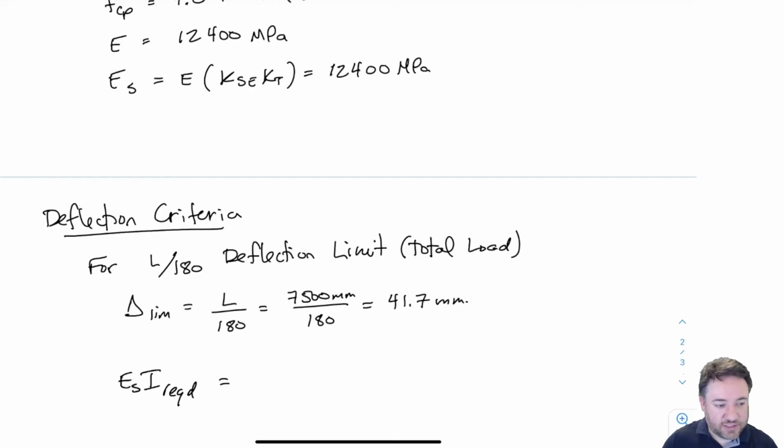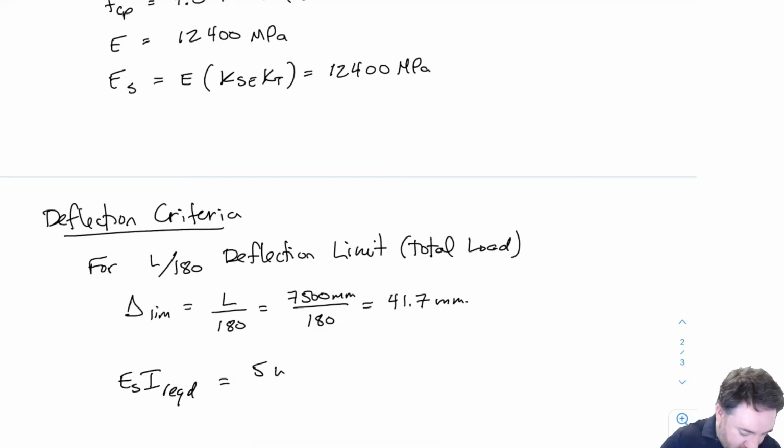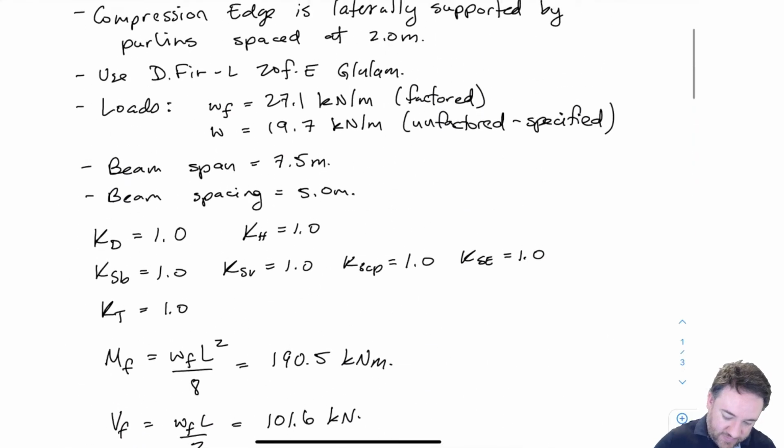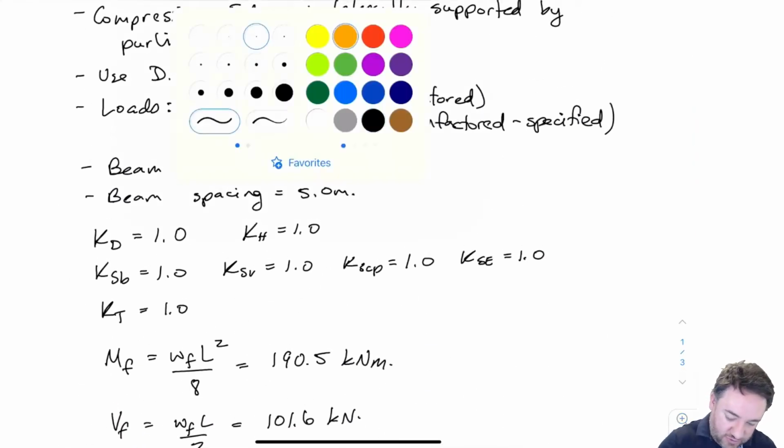And if I have a different loading condition or different support condition, then I'm going to obviously have to use a different equation here. But this one we are well familiar with, 5WL to the 4, divided by 384 times delta limit. So this is a rearrangement of the equation that delta is 5 over 384 WL to the 4 over EI. So if I do this and I sub everything in, I am going to use here my specified load because we're talking about deflection. So I'm not going to use the factored load. I am going to use this one here.